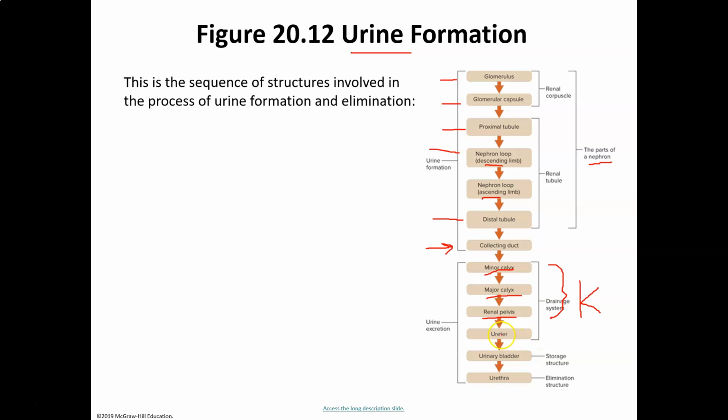Once you get to the ureter, now you're out of the kidney. Now you're on your way to the urinary bladder. Of course, urinary bladder, that's the storage place for urine. And then out the urethra, that's the elimination structure. That's how urine gets out of the body. From the point of the collecting duct on out of the body, you don't change the urine at all. The rest of it is just ductwork and kidney and structures to hold the urine and structures to get rid of the urine. That's it.